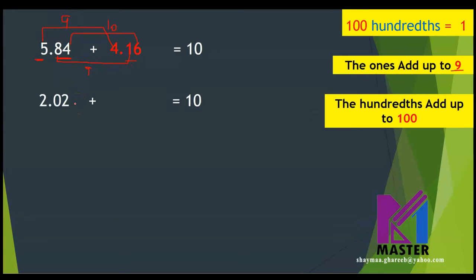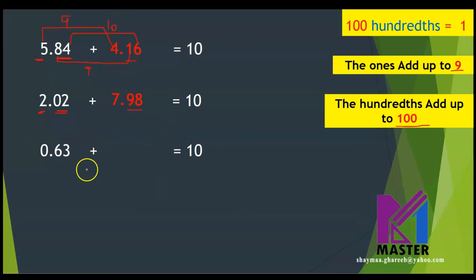So now let's see one more example. I have number 2 in the units place, and I have 2 hundredths in the hundredths place. So I need to complete this 2 to be number 9. So 2 and 7 equals 9. What about the decimal part? I have 2 hundredths and I need 100 hundredths. So I need 98 hundredths more to complete 100 hundredths.